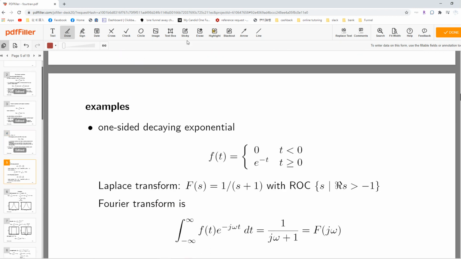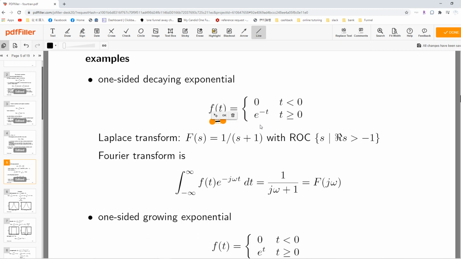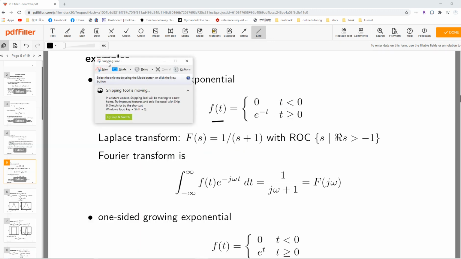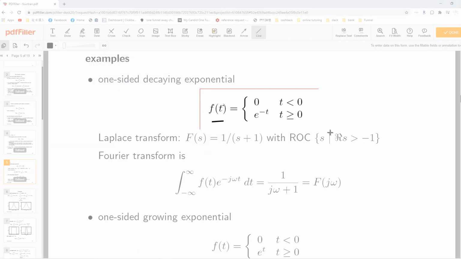Okay, so we can see this one-sided simple function. This f of t is defined to be 0 when t is less than 0, and for t larger than 0 it is exponential of negative t. So your Laplace transform is just this, right? Okay, then let me quickly prove it. All we need to do is a simple calculation. So let me do this.